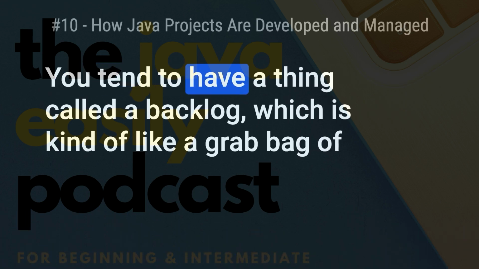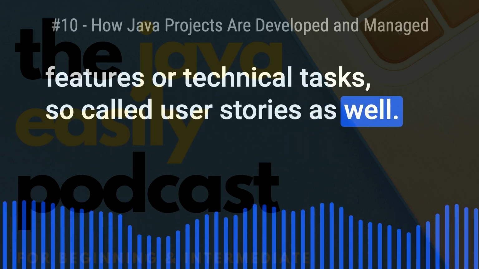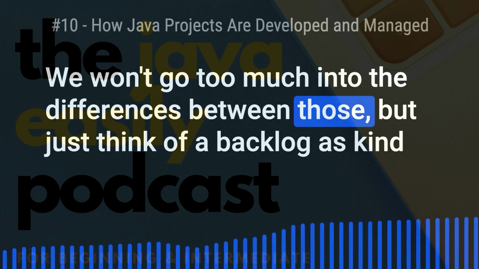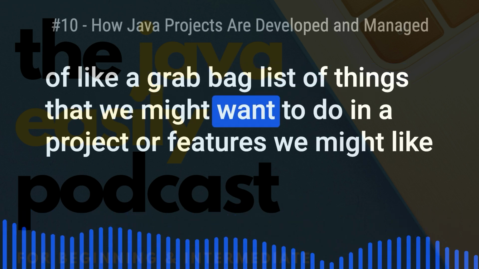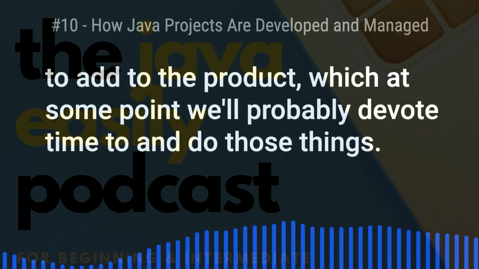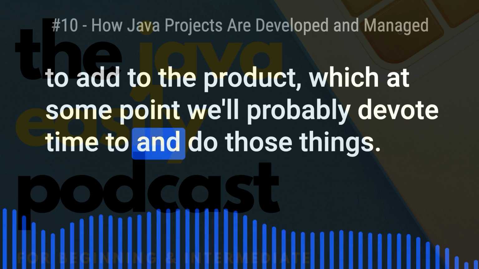You tend to have a thing called a backlog, which is a grab bag of features or technical tasks, so-called user stories as well. We won't go too much into the differences between those, but just think of a backlog as a grab bag list of things that we might want to do on a project or features we might like to add to the product, which at some point we'll probably devote time to and do those things.